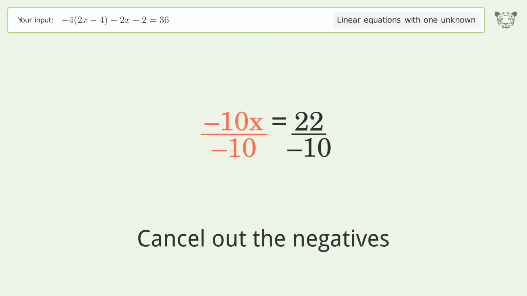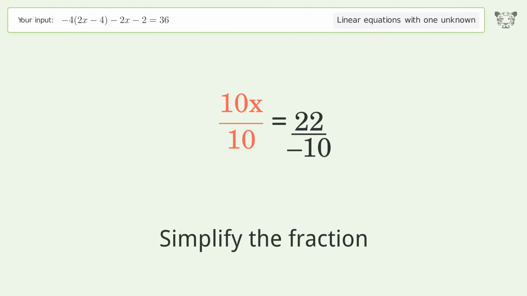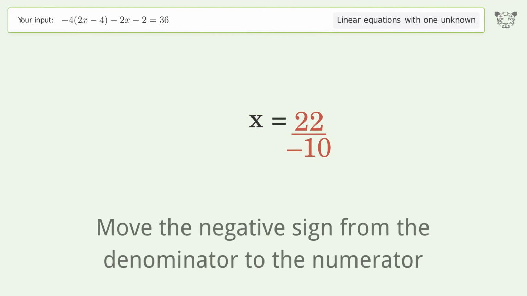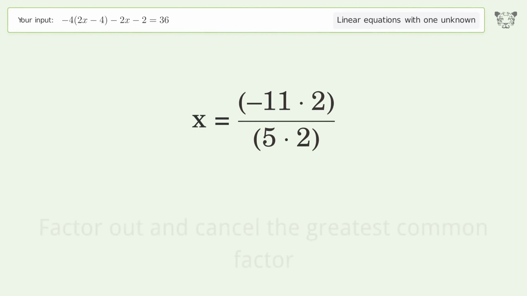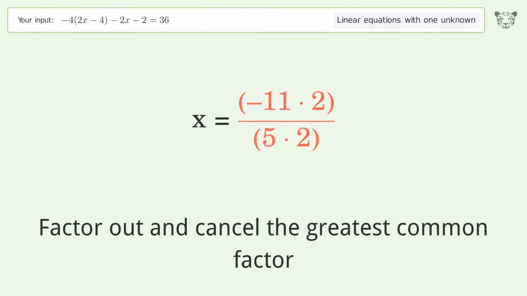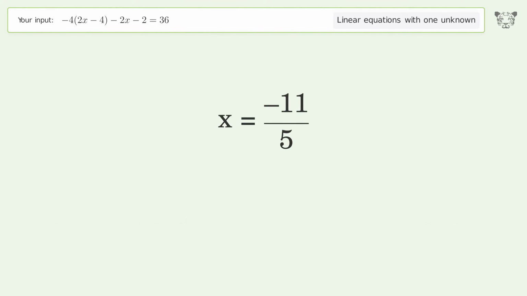Cancel out the negatives. Simplify the fraction. Move the negative sign from the denominator to the numerator. Find the greatest common factor of the numerator and denominator. Factor out and cancel the greatest common factor. And so the final result is x equals -11/5.